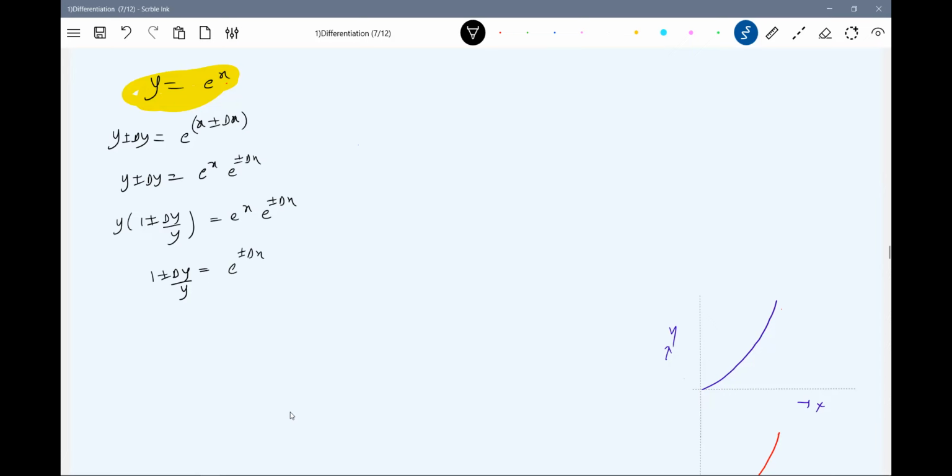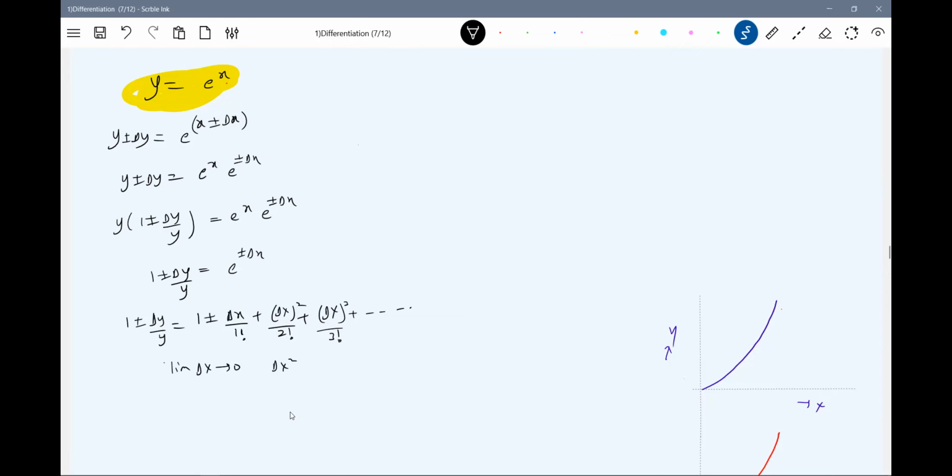So let's go for expansion. What is the expansion of e to power of this one? 1 plus or minus delta x by 1 factorial, plus delta x whole square by 2 factorial, delta x cube by 3 factorial, and so on. Let limit delta x tends to 0.